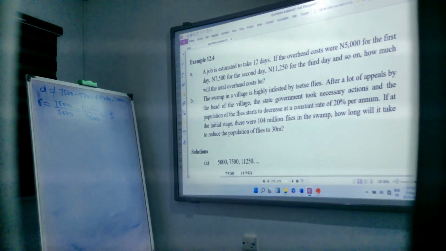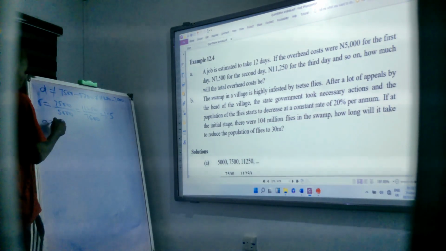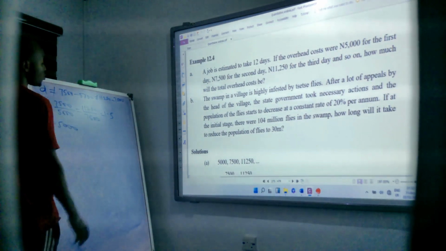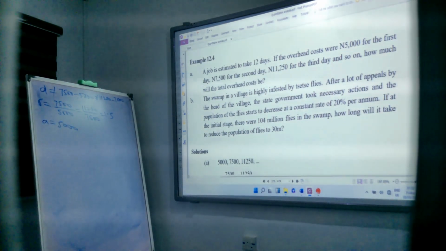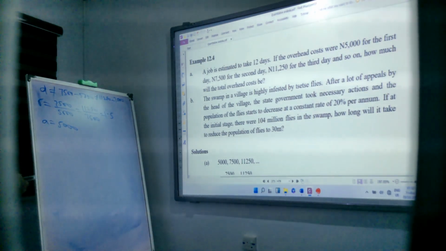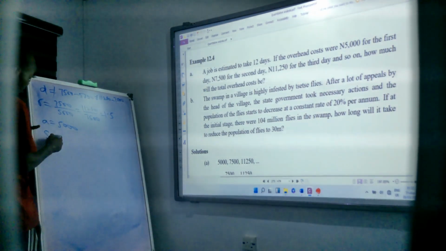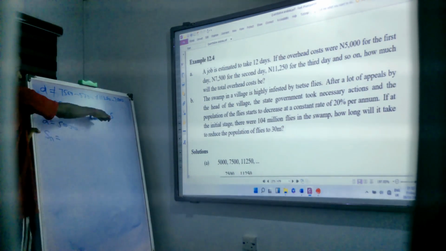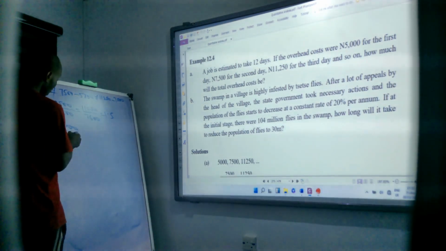Now we are asked to get how much total variable cost we are paying each day, with the amount progressing like that. So what will be your total variable cost? We get the sum of the first 12 terms. If the first term is 5,000 and the common ratio is 1.5, what will be the sum of the first 12 terms to get the variable cost?